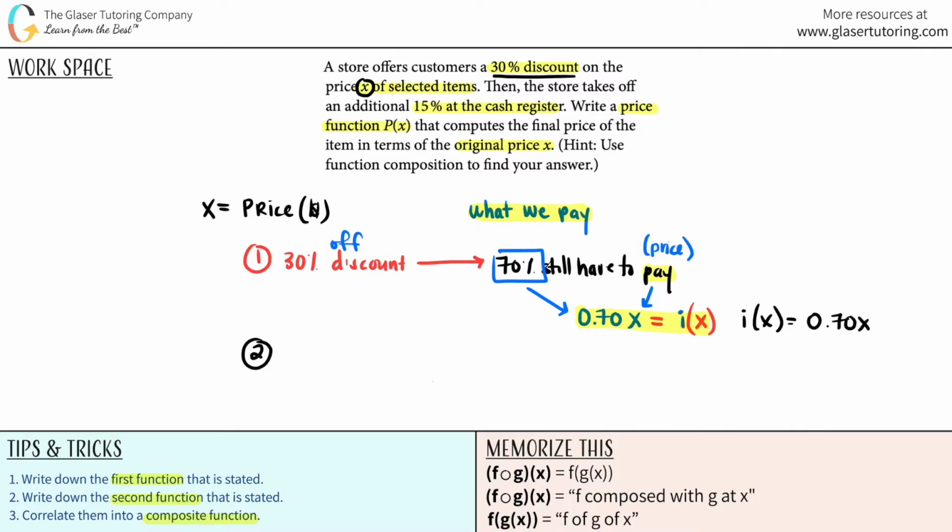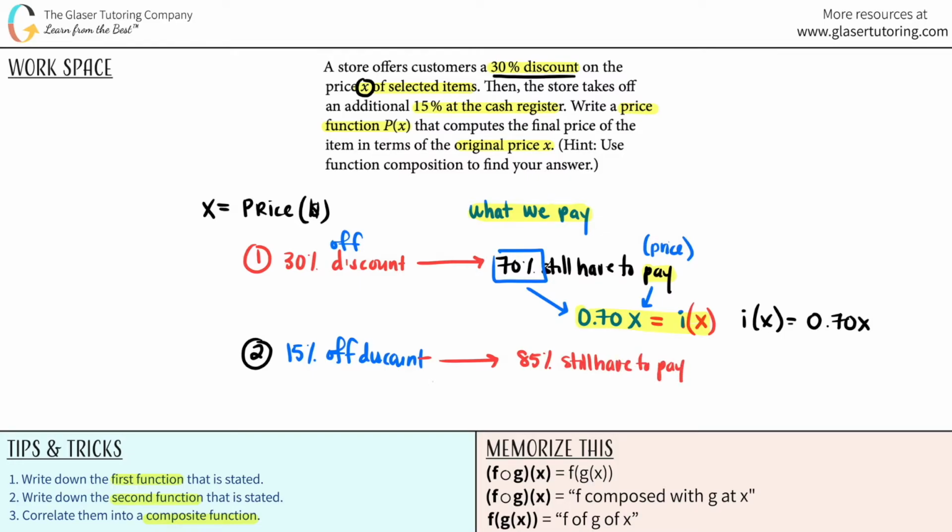We have to find the second function. That comes in the second sentence. It says, then the store takes off an additional 15% at the cash register. So there's an additional 15% off discount. But is that what we pay or the customer pays? No, the customer pays 85%. Remember, 15, the rest has to be what you pay. So 100 minus 15, right? Percents are out of 100. So there's 85% you still have to pay.